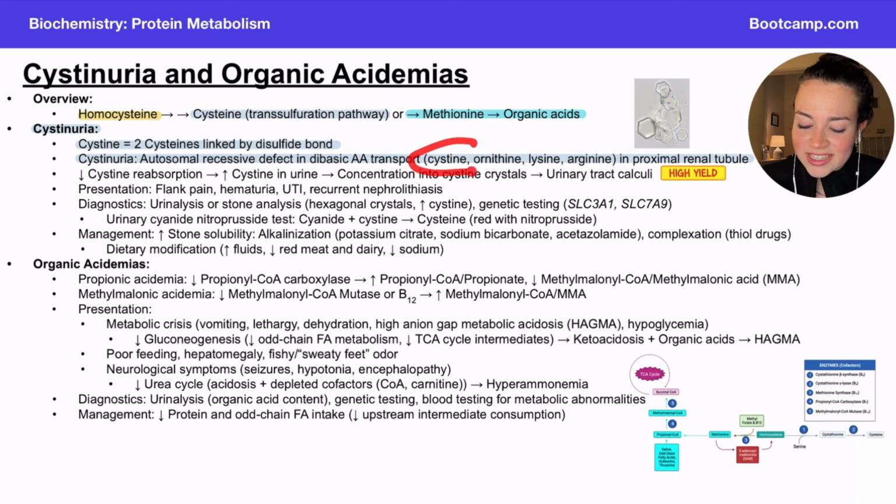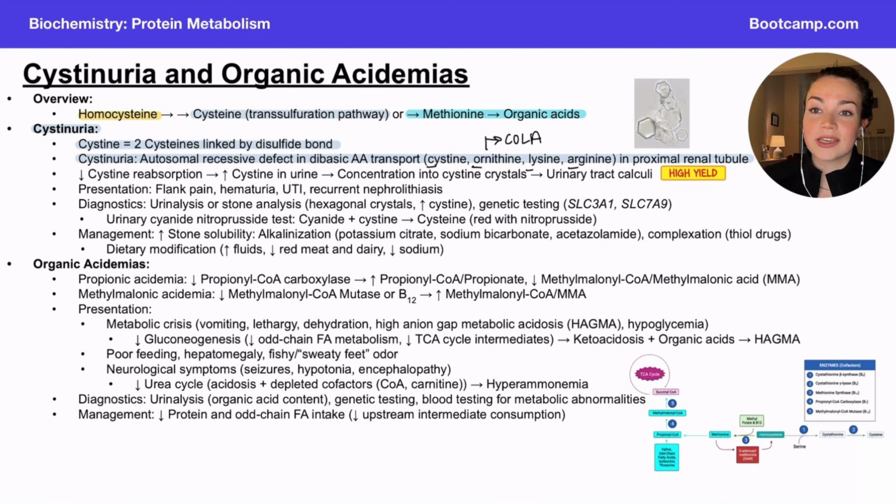I know some of these are not the standard 20 proteinogenic amino acids that you're used to, but remember, there are other amino acids in the body. Best way to go about this is just memorizing the mnemonic COLA. So C for cysteine, O for ornithine, L for lysine, A for arginine. So those are the amino acids that are not being reabsorbed in the renal tubule.